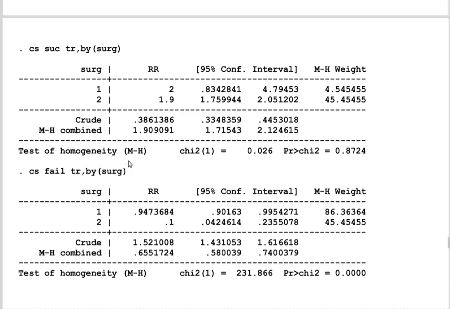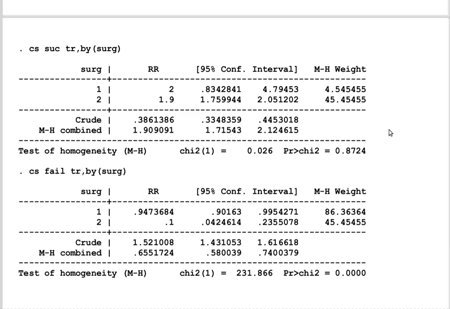Further, we get a test of significance for a difference between these two surgery-specific success rate ratios. And we can see there is no evidence of a difference between the success rate ratio in surgery group 1 and the success rate ratio in surgery group 2, this p-value being very high.